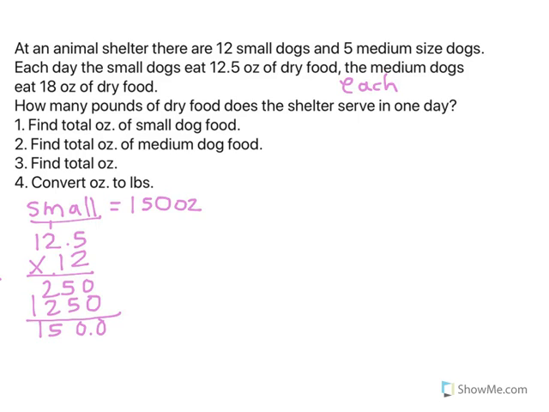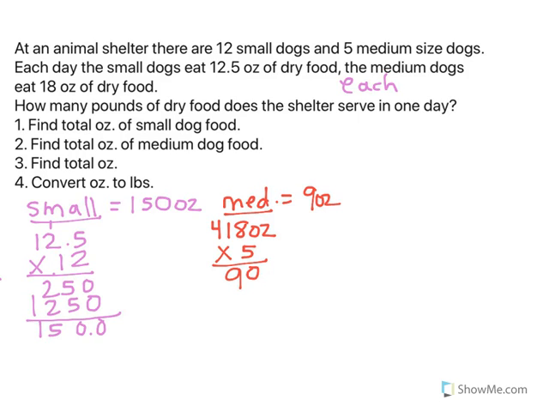Now I'm going to go to my medium-sized dogs. There are 5 of them, and they each eat 18 ounces of dog food. Again, I didn't write that problem out correctly. My apologies. And that is 90. So the medium-sized dogs eat 90 ounces of food.